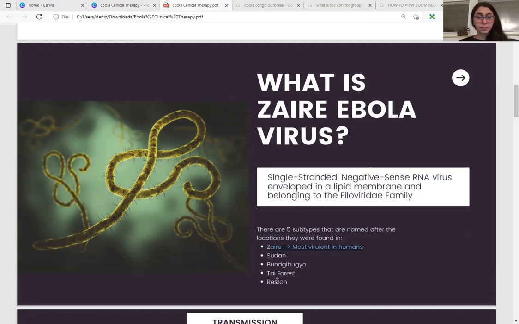And the first 3, Zaire, Sudan, and Bundibugyo, have caused really major outbreaks in Africa. And actually, the study that we're going to look at today focused on a major outbreak in the Democratic Republic of Congo that started in 2018 because of Ebola virus. And it was a pretty major outbreak lasting a while. So let's move on.